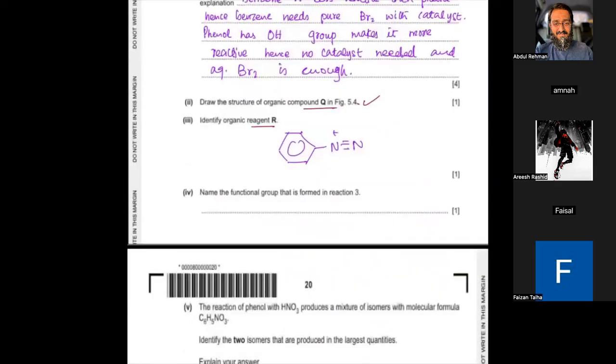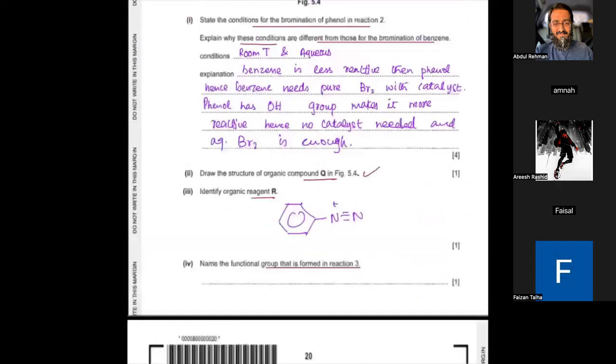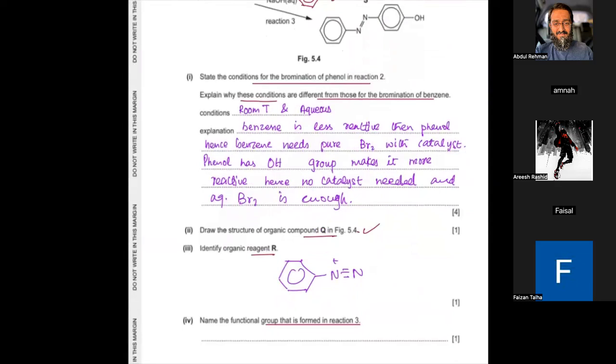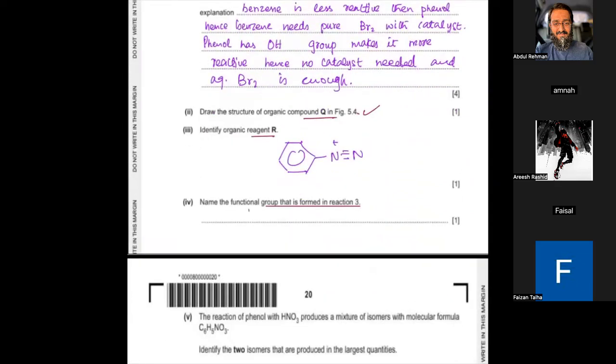Sorry. Okay. Name the functional group that is formed in reaction 3. Yes, what is the functional group? Very good, Faizan. The functional group is the azo functional group.